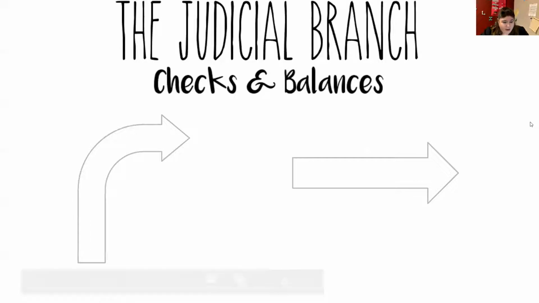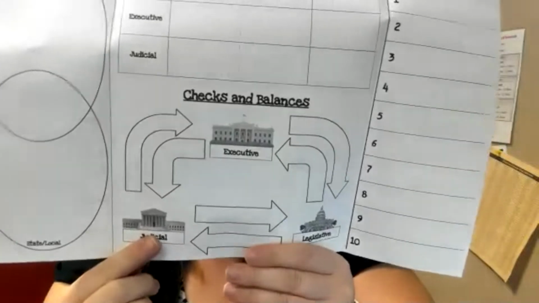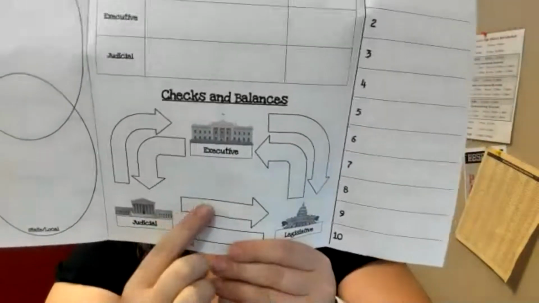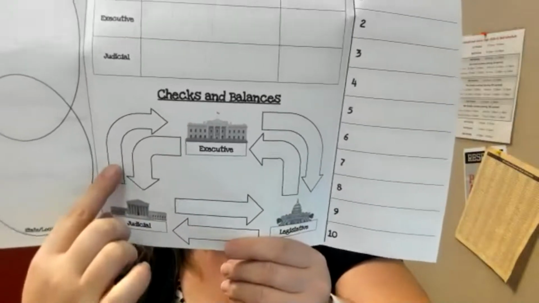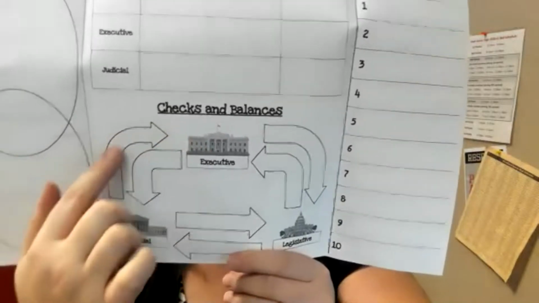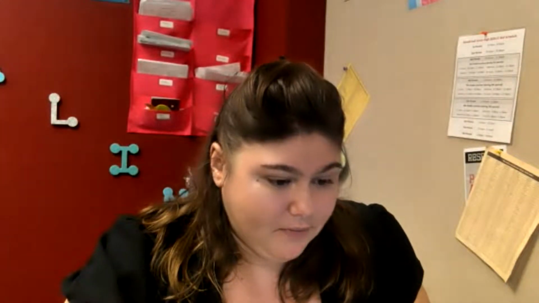We're going to move on to the judicial branch right now, and how the judicial branch limits the power of the executive and the legislative. If you take a look right here, here is the judicial branch, and we're going to be working with this arrow right here, how the judicial branch limits the legislative, and this arrow right here, how the judicial branch limits the executive power. Let's go ahead and get started.